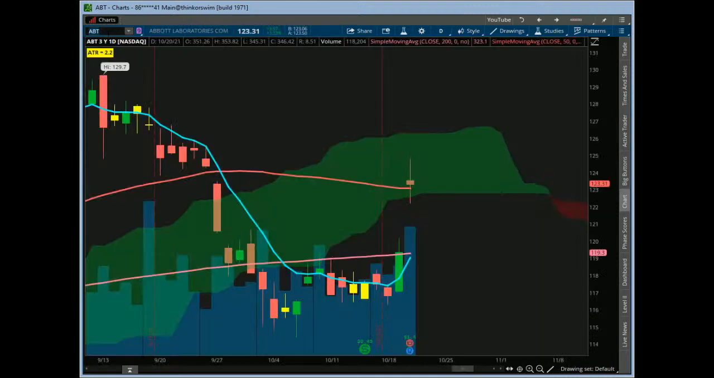ABT. Wow, big gap up today on earnings, but just no action off of it. So watch if it breaks down below today's lows. Maybe we'll look for the gap fade on that one.